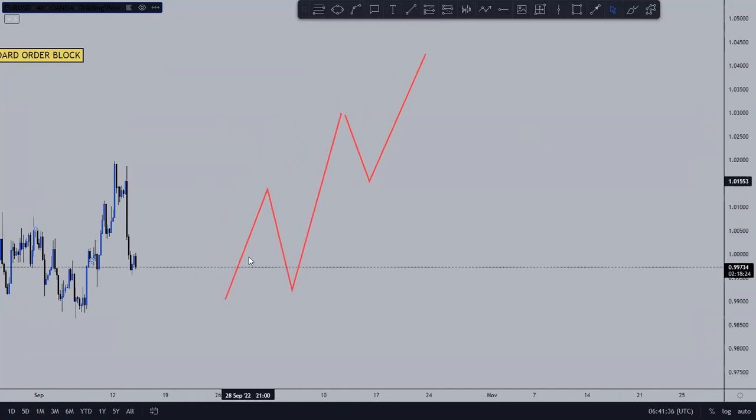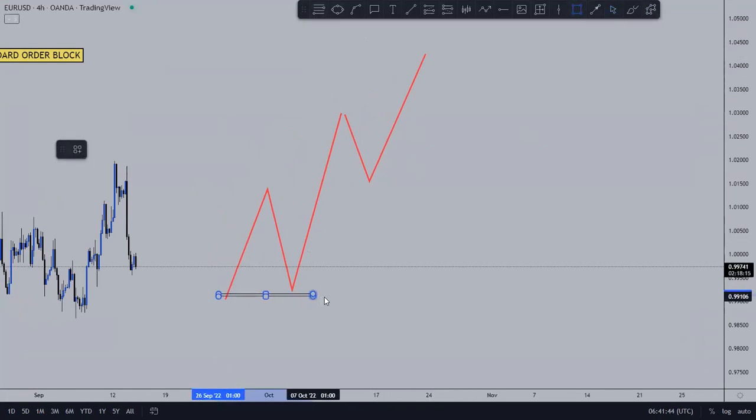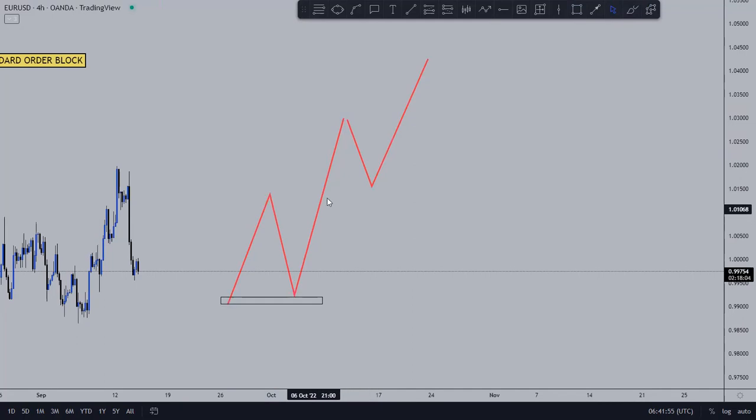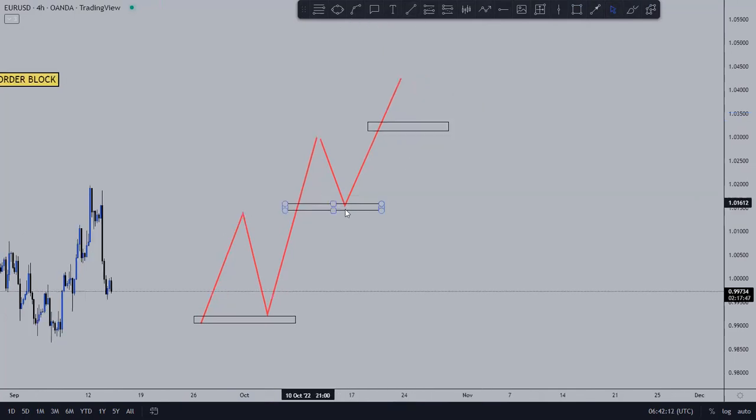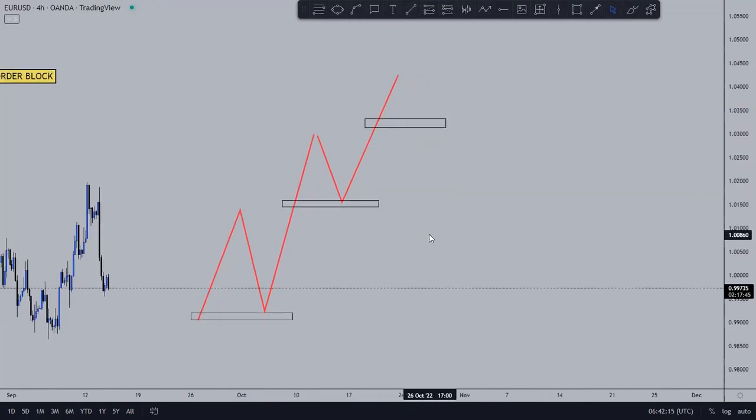for example, in an uptrend like that, the last bearish candle before the market pushed up. So you find it maybe somewhere here at the bottom, and then here as well, you might find another order block. These are called the bullish order blocks: the last bearish candle before the market went up. So that's the standard order block.